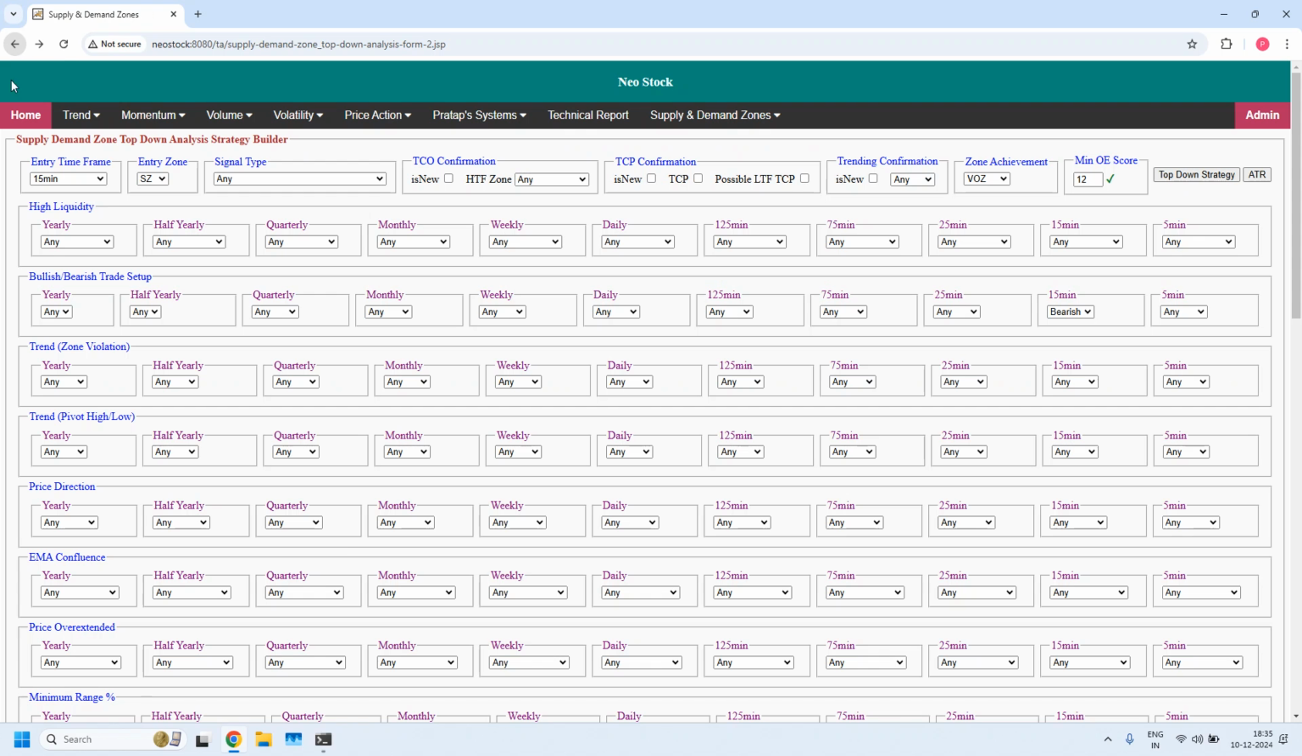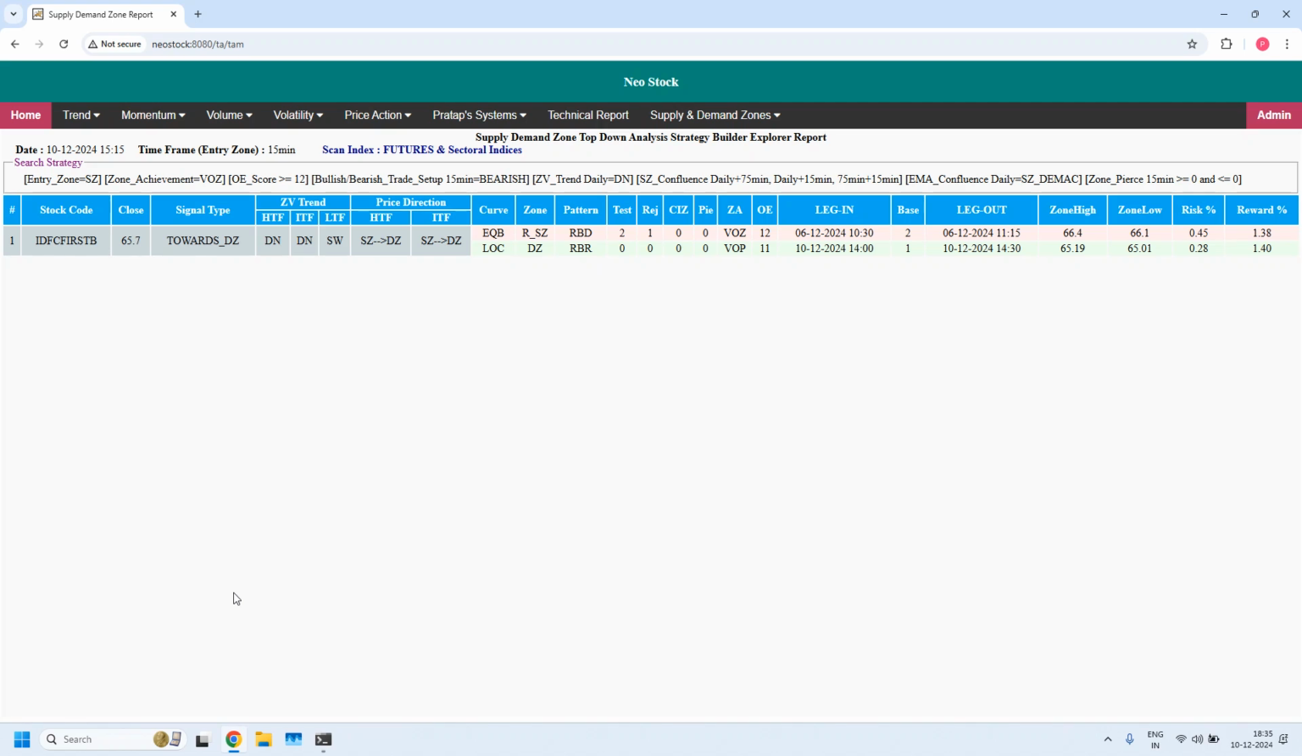Let us verify. In the EMA Confluence at a daily time frame, because 15-minute supply zone together with 75-minute supply zone are part of the daily supply zone. That's why daily supply zone with daily EMA Confluence filter is enabled, but the trend should not be sideways. That's why in the daily it is bearish trade setup. I am selecting downtrend here. With this filter, we got only one stock.